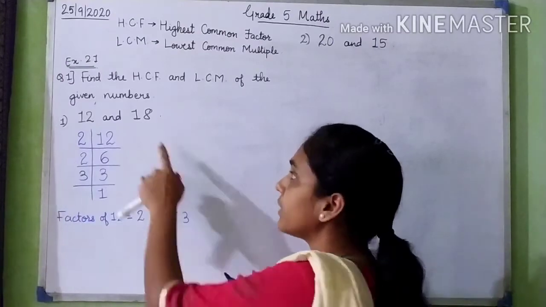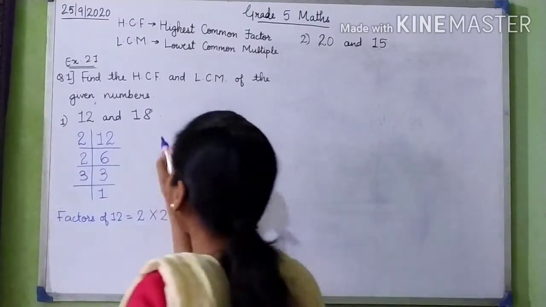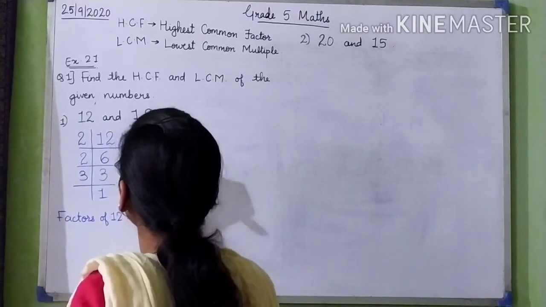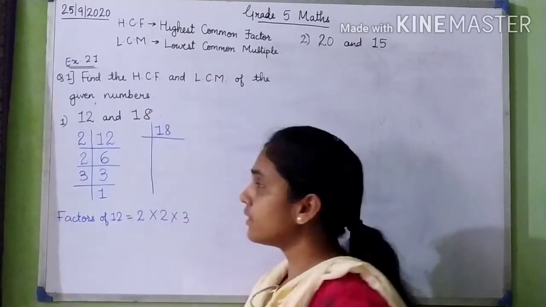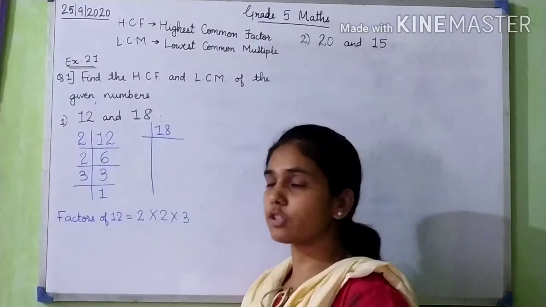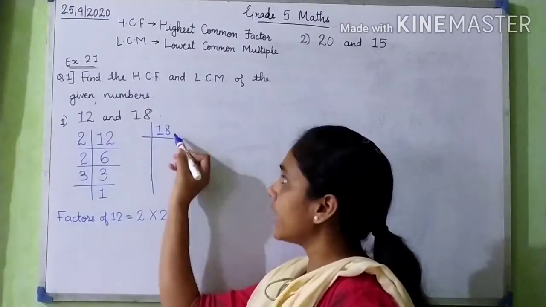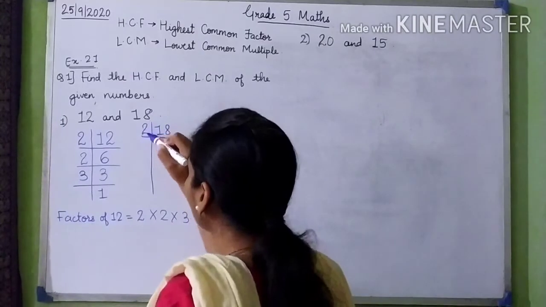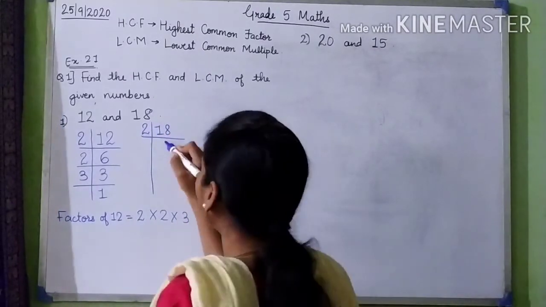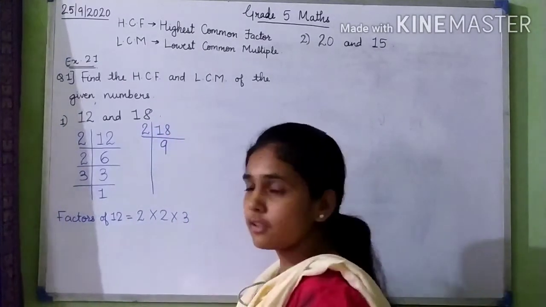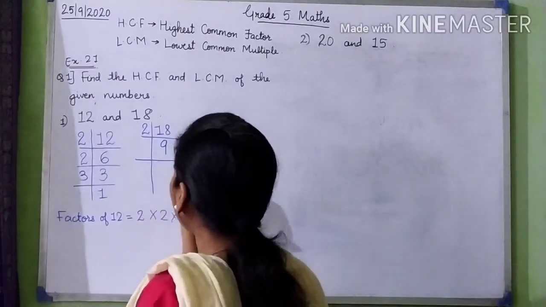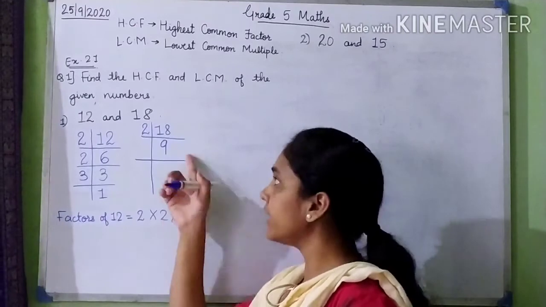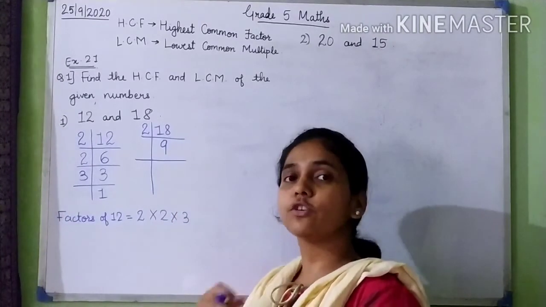Now I need to find the factors of 18. So I write the number 18. I go on dividing, starting from the smallest number. This 18 can be divided by 2, right? So 2 into how much is 18? 2 9s are 18, so I get a 9 here. Now can 9 be divided by 2? No, right? 9 does not go in 2's table. So we go to the next number.